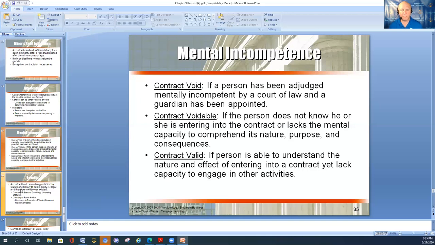If all those things happen and they haven't been declared mentally incompetent by a judge, then that contract is valid. It can be enforced by either side, by both sides. It cannot be backed out of by the mentally incompetent person. Why? Because they had the ability to understand and did understand the nature and consequences of that contract, and they weren't declared legally incompetent by a judge. So keep that in mind.